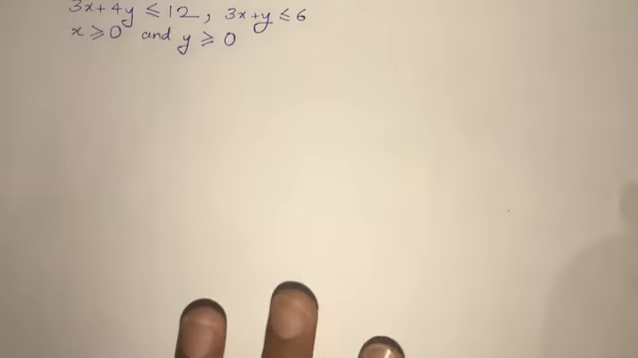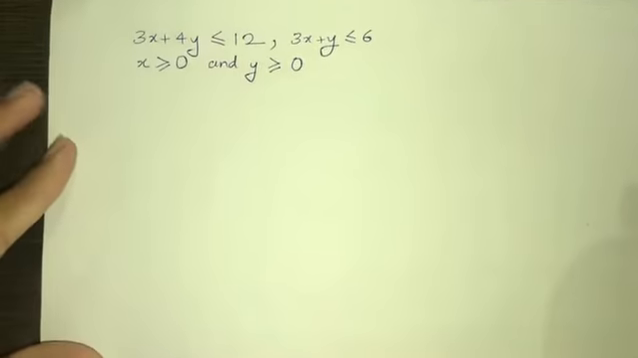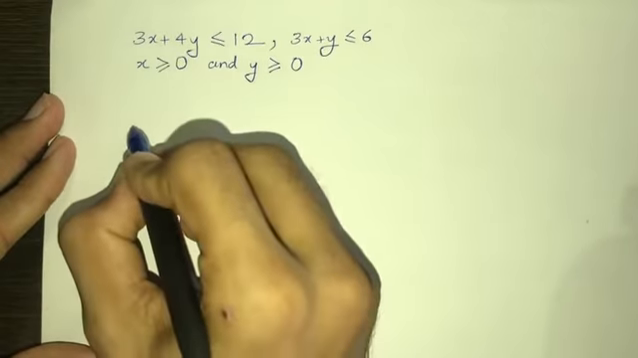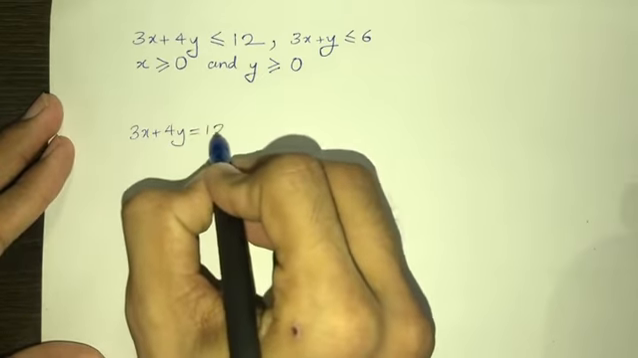Solve multiple inequalities. It won't be just one inequality, it will involve multiple inequalities. So it will be a system of inequalities, and let us plot them one by one. Let us first take 3x plus 4y equal to 12.